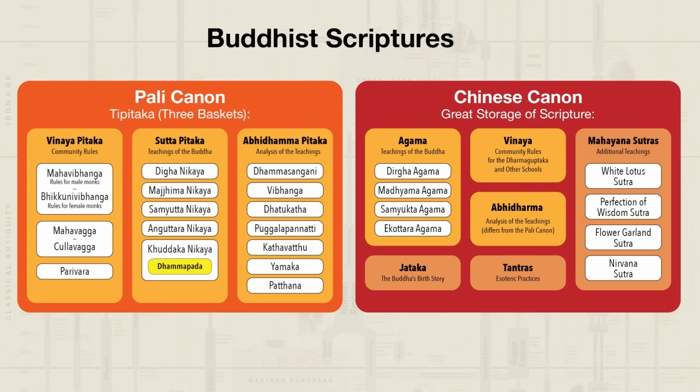Now, as you might have guessed, the Chinese canon is mostly written in Chinese, classical Chinese to be exact, although the Japanese version does include some parts in Japanese. This is why the Pali Canon is generally understood to be the older of the two canons. After all, Pali is an ancient Indian language, and India is where Buddhism originated.